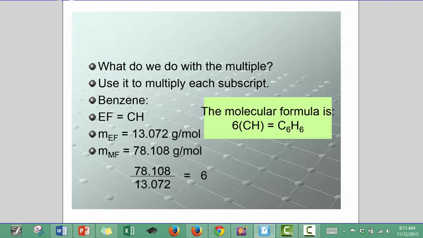So what do we do with that multiple? Well, we're going to multiply it by the subscripts. For example, let's use benzene. We know that the empirical formula is CH. CH has a molar mass of 13. Carbon is 12, hydrogen is 1. This came from your periodic table. The mass of the molecular formula would be given in the problem. So we take our 78, we divide it by 13, and we get 6. So the molecular formula for benzene is 6 times its empirical formula. We multiply our subscripts by 6 and we get C6H6 as the molecular formula for benzene.